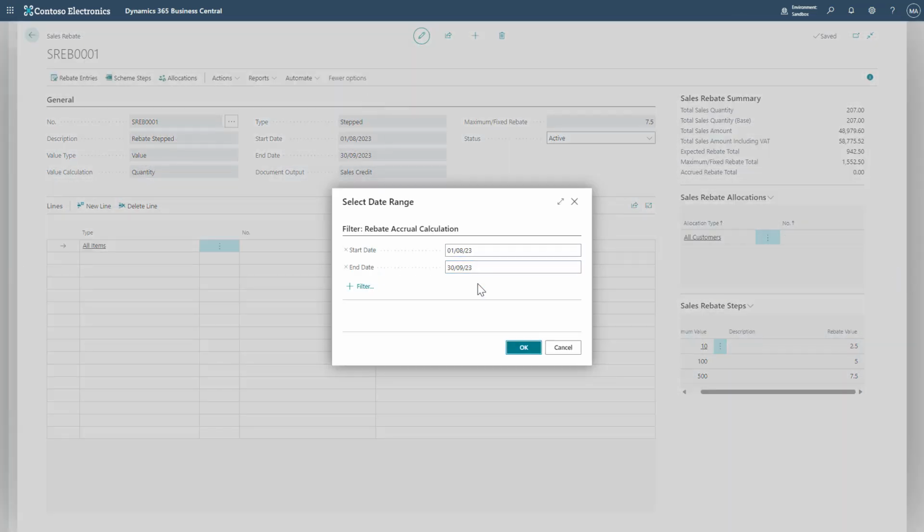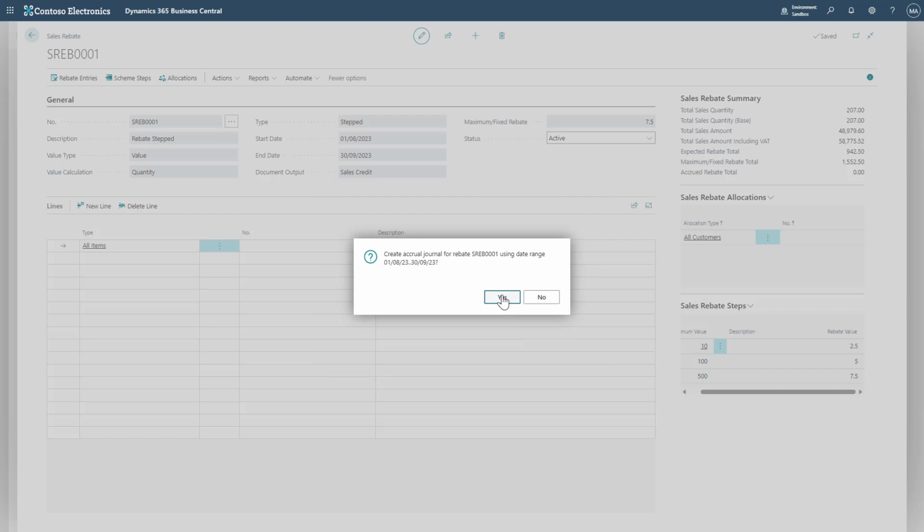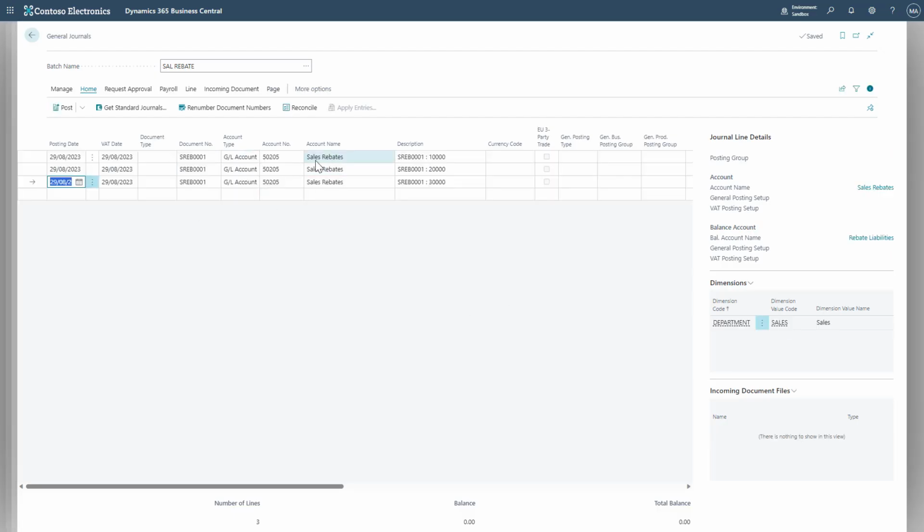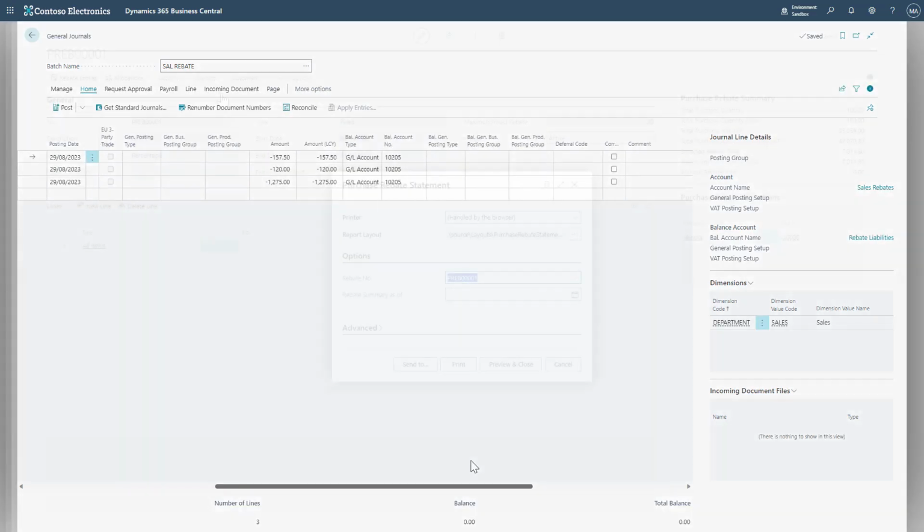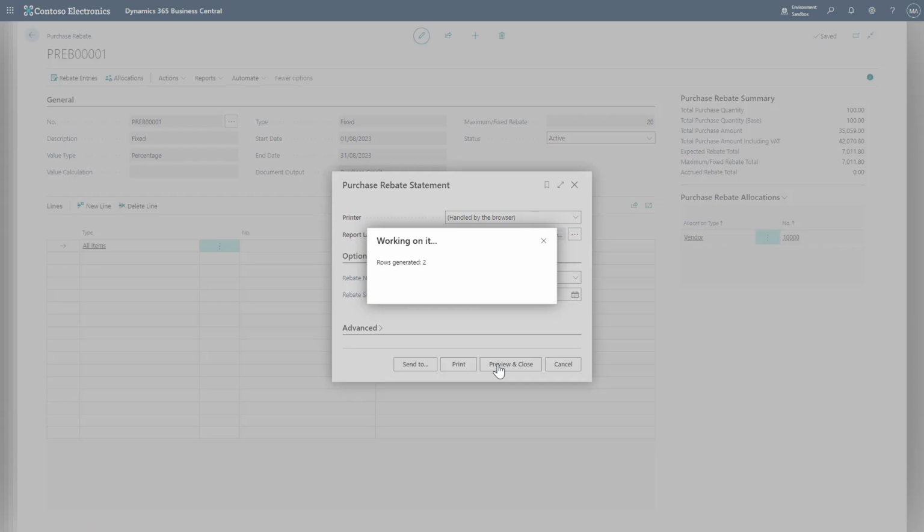Rebate management replaces time-consuming rebate accruals and credit memo creation with fast batch processing, full visibility into your pricing and cash flow, as well as easy reporting for both customers and vendors.